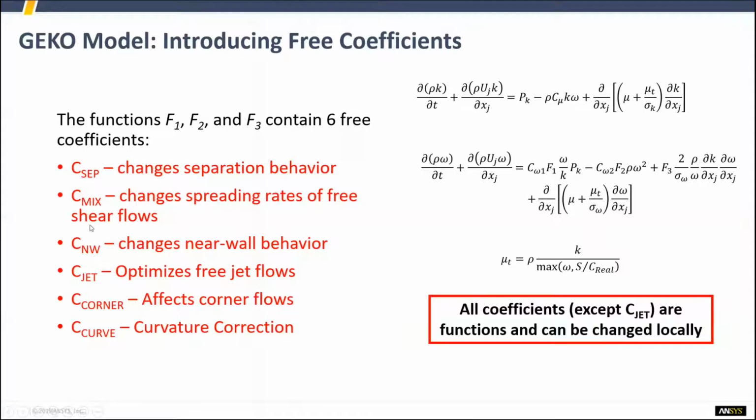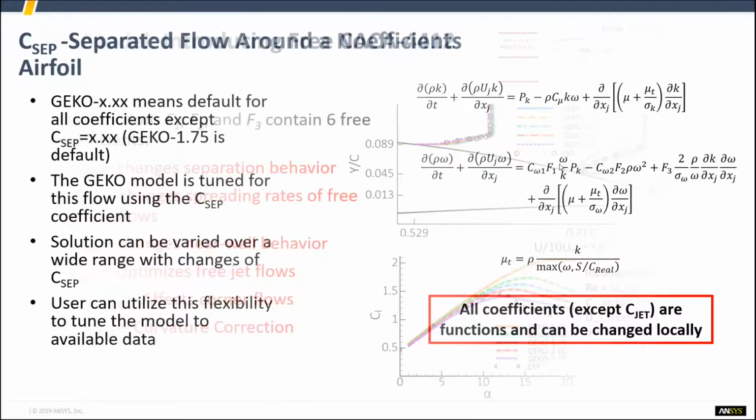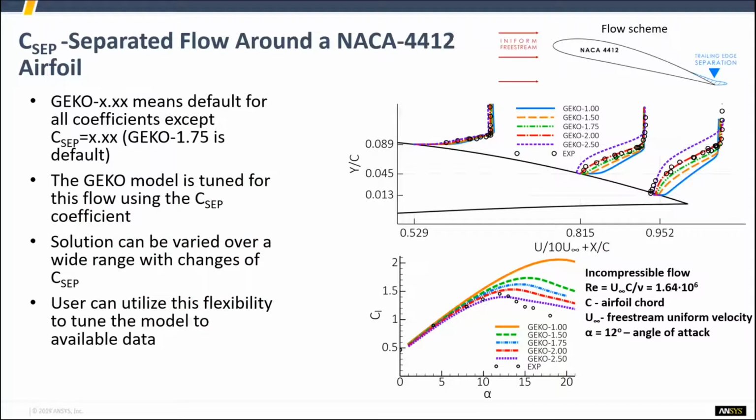There's a separation coefficient, a mixing coefficient, near wall, jet, corner curve, and they change the characteristics of the flow in subtle ways that allow you to tune the turbulence model for your specific application. So basically, if you were representing what was going on in a wind tunnel or some other place where you could be monitoring the flow and you're trying to represent that in CFD, you can tune the model to represent that more closely, and then you know you've got a model that can be used for other scenarios that you don't have to keep tuning for.